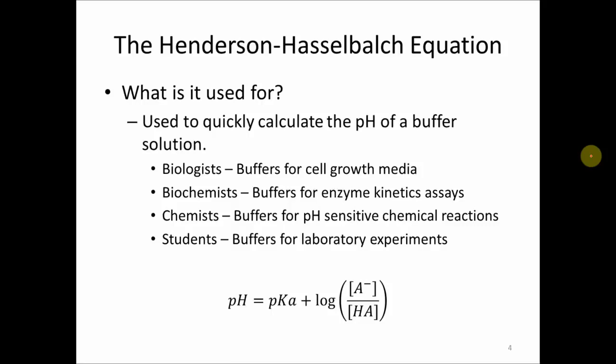The Henderson-Hasselbalch equation is shown at the bottom here. It states that the pH of a buffer solution is equal to the pKa of the conjugate acid plus the log of the concentration of the conjugate base divided by the concentration of the conjugate acid.